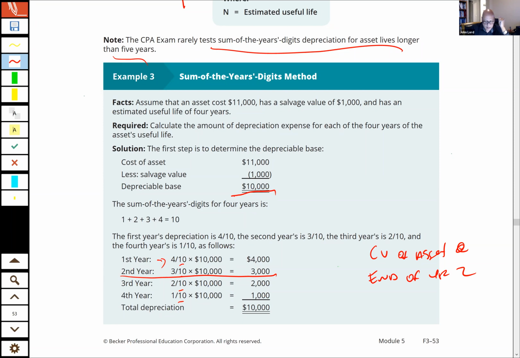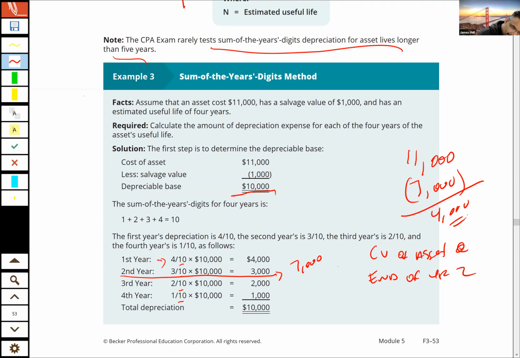Carrying value of the asset at the end of year 2. 3,000. Good. Thank you for making that very easy mistake. That was why I asked it. When I say easy mistake to make, right? Because it's 11,000, and the depreciation after those 2 years, as you properly figured out, is 7,000. So the carrying value is what? 4,000, right? So be careful with that. That's an easy mistake to make.